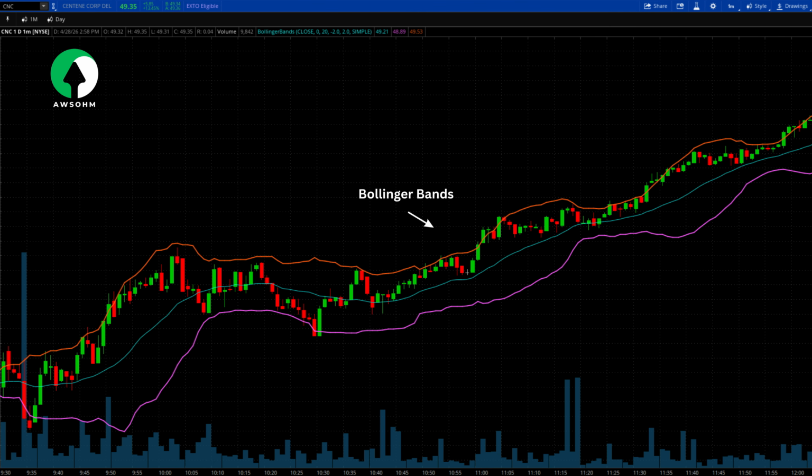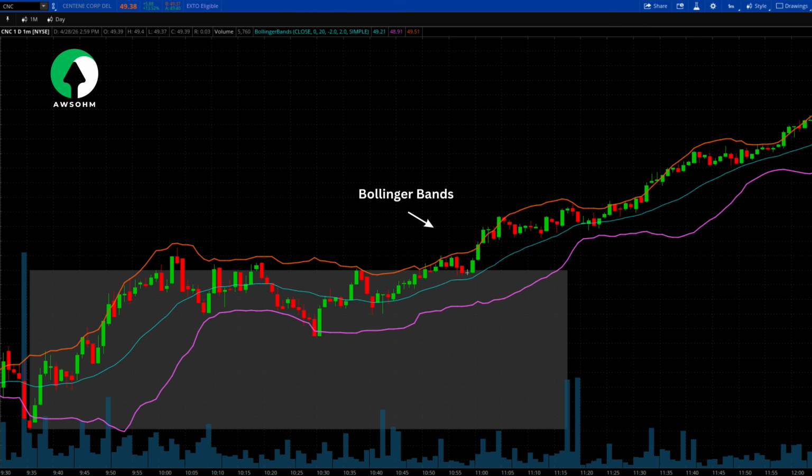The box theory, 9:30 a.m. to 10:30 a.m. range. She often focuses on the opening range to establish the primary box for the day. The setup: draw a box around the price action between 9:30 a.m. and 10 a.m. or 10:30 a.m. The strategy: wait for the edge. She avoids the middle of the box where there is no edge. The retest: she looks for price to break out of the box and then retest the top or bottom of that box. Confluence: if this retest happens at the same time price touches a Bollinger Band or a 50% retracement level, the setup is high conviction.